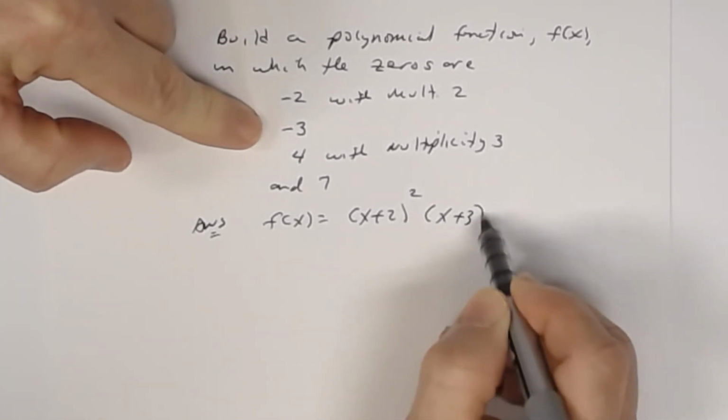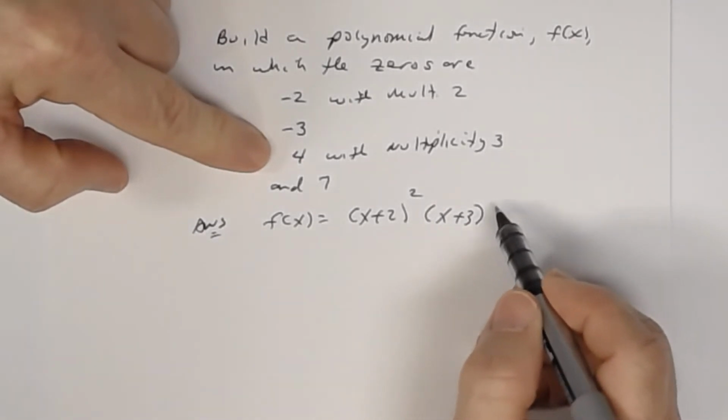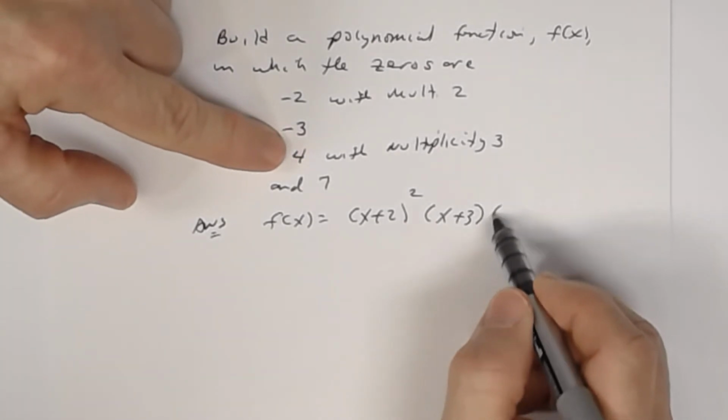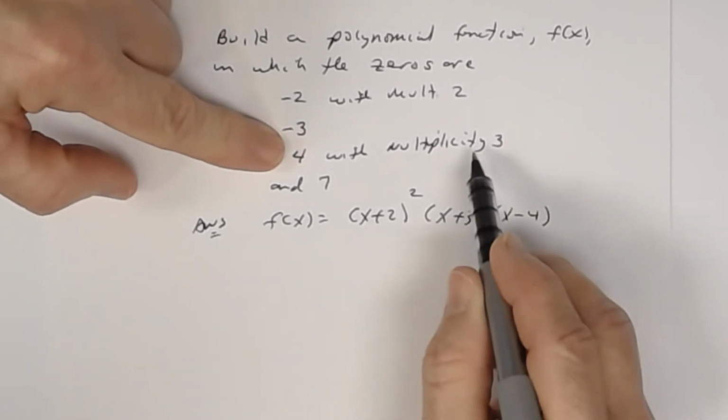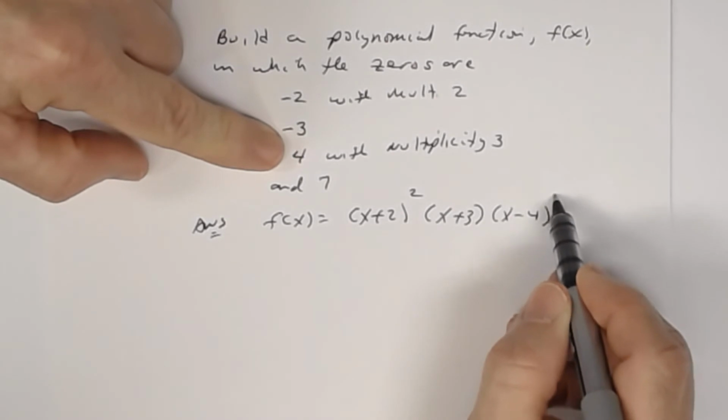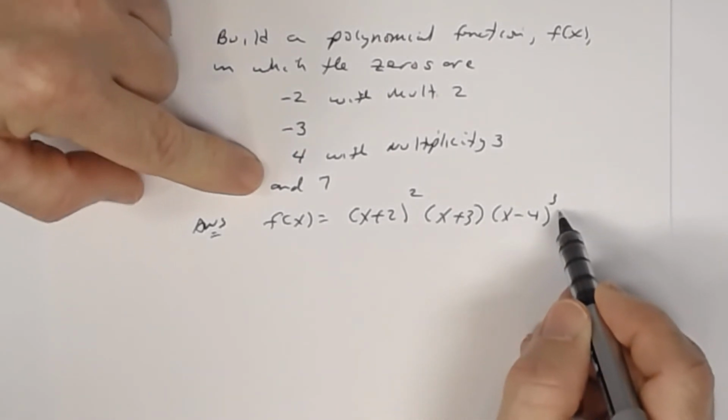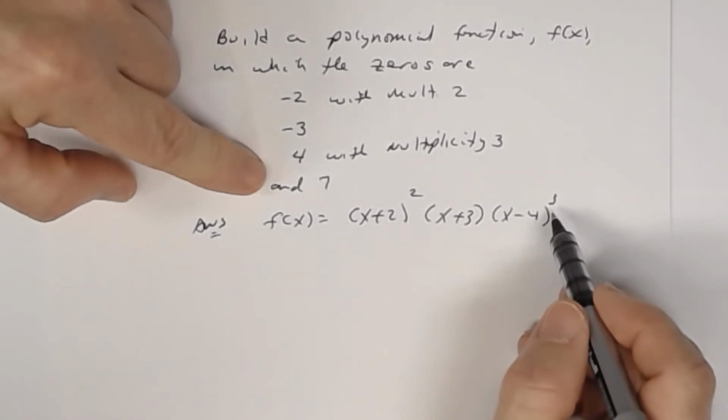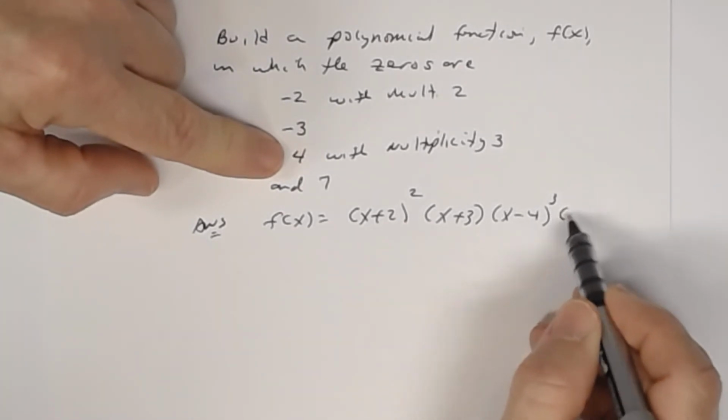x plus 3 times... If 4 is a 0, then x minus 4 is a factor. And then how many times did it occur? 3. So your exponent's 3. And then 7 is a 0. It only occurs once. So you're going to say x minus 7.